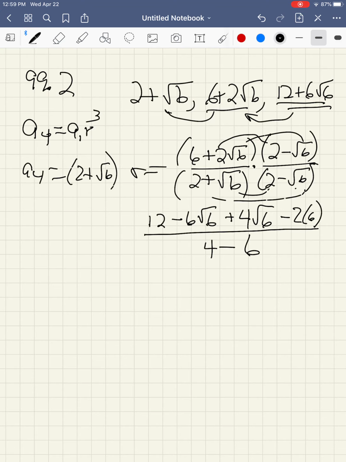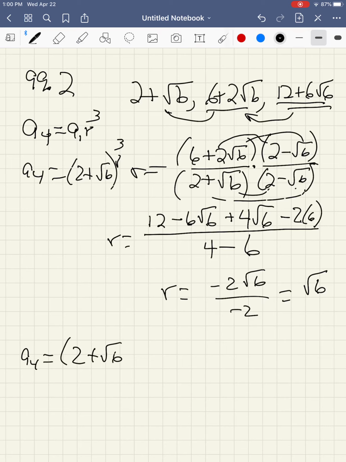Now remember, this is r. So r will be equal to 2 times 6 is 12. So 12 minus 12 will be 0. We just end up here with minus 6 square root of 6 plus 4 square root of 6. So that's minus 2 square root of 6 over negative 2. So r is equal to the square root of 6. So then a4 will be equal to 2 plus the square root of 6 times the square root of 6 to the third power.